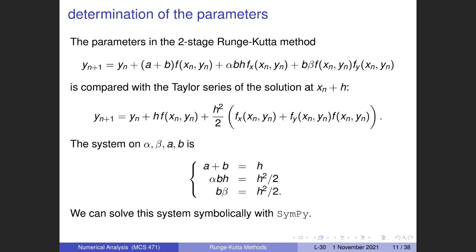Perhaps I should have started underlining. So here we have the last term, b times beta, that corresponds with this h squared divided by 2. What the f and the partial derivatives are doesn't really matter, because they cancel out when we identify the two expressions, y_n plus 1 and the Taylor expansion. So that's the second equation. The methods are actually identical up to third order error.